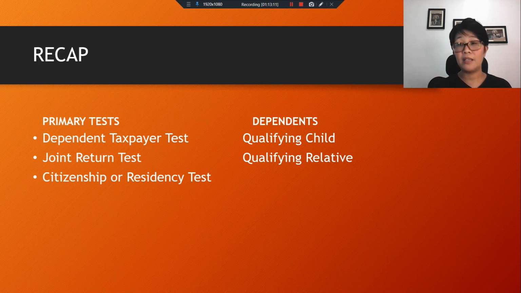Then, qualifying relative, syempre, pwede naman. Pwede pa naman mag-qualify as a dependent kahit na hindi ka pumasa as qualifying child. May iba pa namang test na pwedeng isatisfy to be considered as qualifying relative. So, napaka-importante nito guys sa pagpe-prepare ng tax return in real life at saka sa preparation nyo for the special enrollment exam.